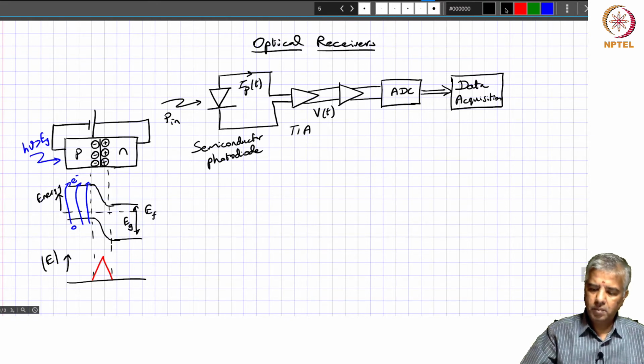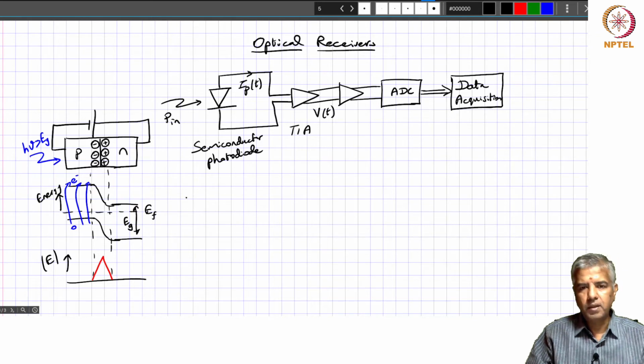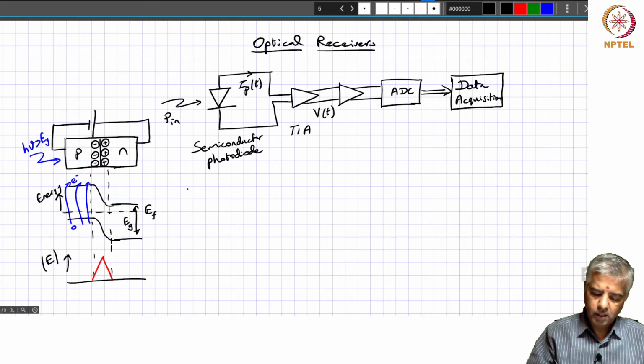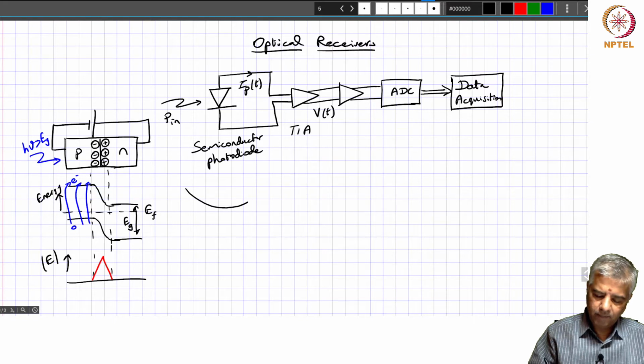To see this clearly, maybe we can look at what we did previously for the semiconductor light sources. We can go to the E-k diagram, right? So that's basically your conduction band.